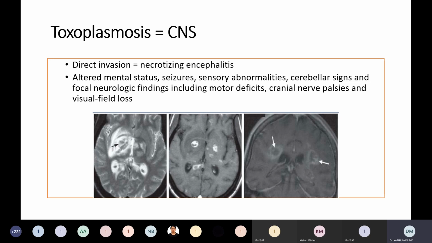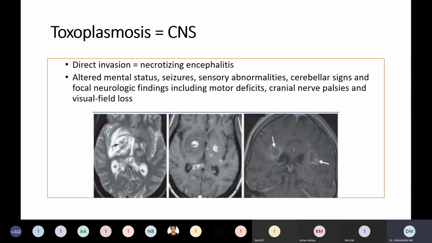Other than that, CSF, it's brain involvement. Bile fluid can be taken if it's in HIV, where either the pulmonary or the brain is involved. And if the organs are involved, you can even take biopsies of spleen, liver, and brain. So these are the various specimens you can collect.